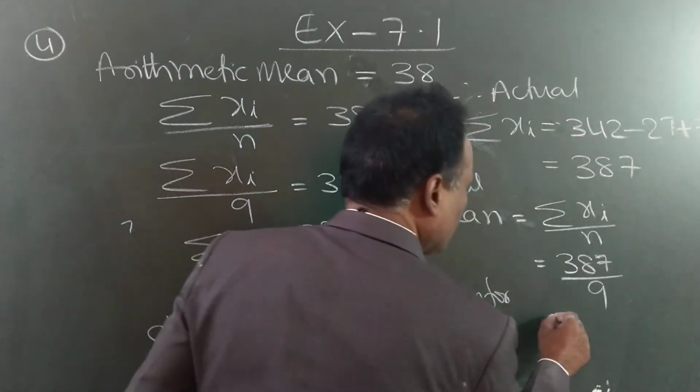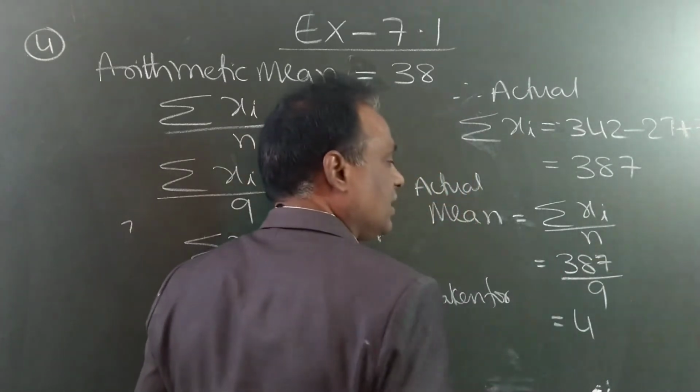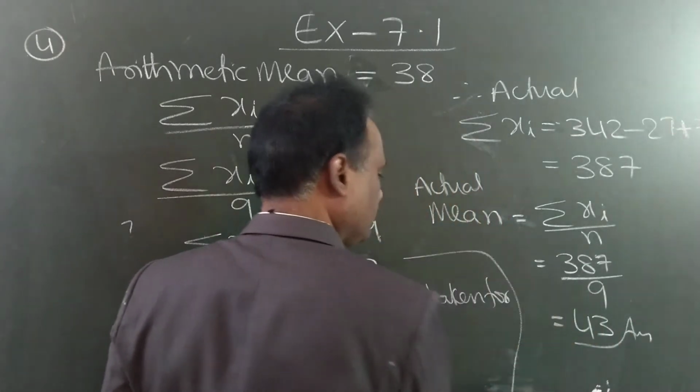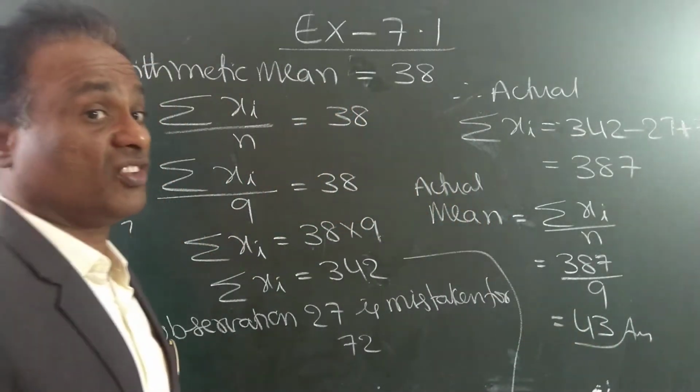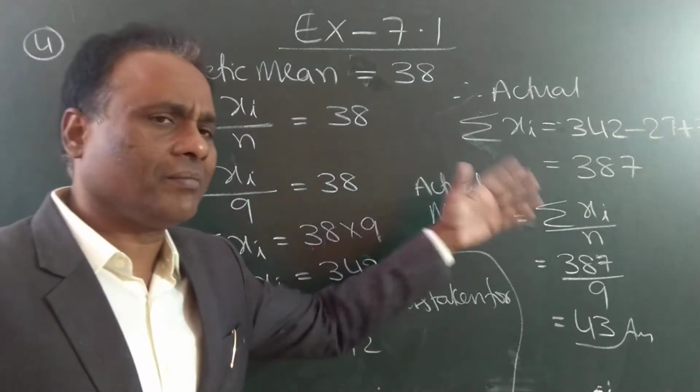So the answer is, 9 4s are 36, 9 3s are 27, so 43 is the answer. This is the problem. This is the solution. Lot of reasoning. Formula is simple only, but reasoning.